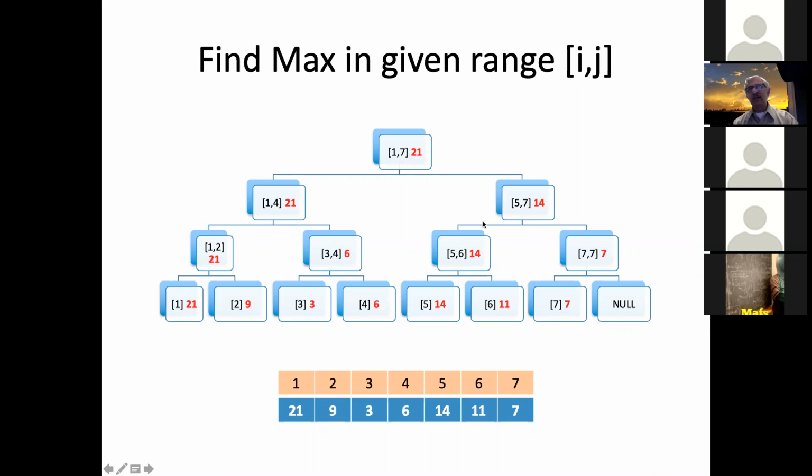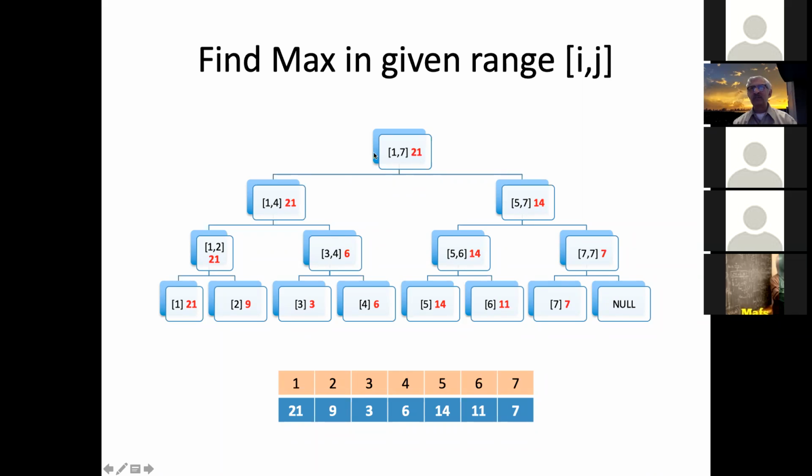From the right side, again, we know we want to figure out 5 through 6. We'll go down and it'll tell us that it's completely in the right subtree. Then here it'll tell us that it's completely in the left subtree. And here it'll tell us that it's exactly what's stored here and that the answer is 14. So this guy will send 14 all the way up.